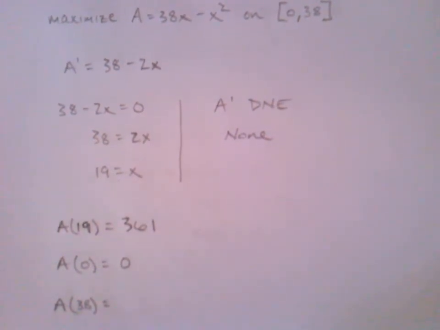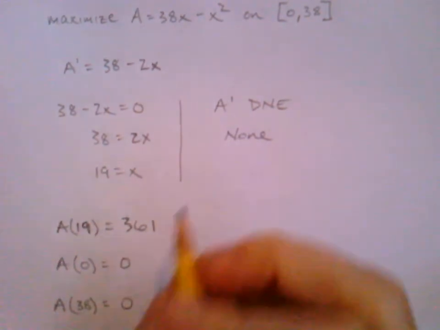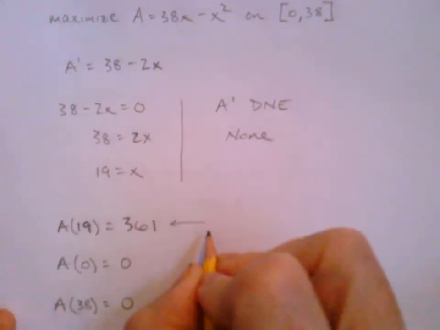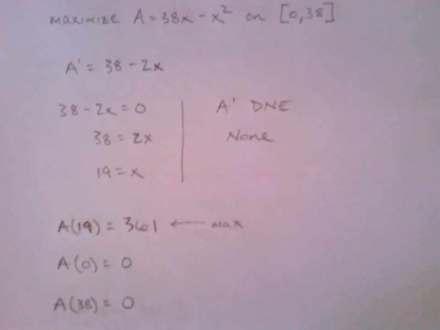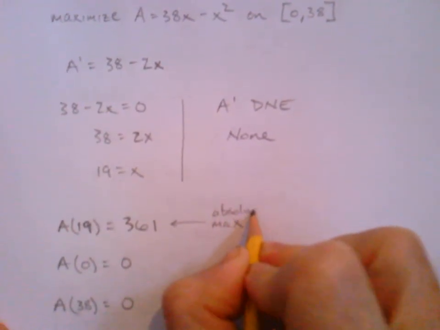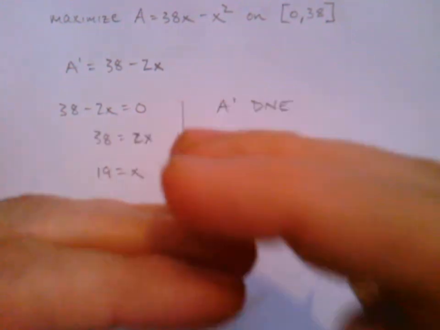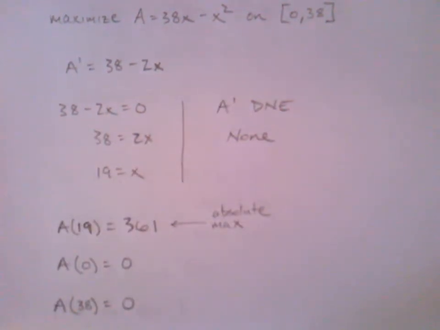And 38, plugging 38 in. Well, 38 times 38 minus 38 squared. Guess what? That's 0 as well. So we can conclude 361 is the biggest out of those. So that is the absolute max. Really doesn't surprise us that the endpoints produce 0, right? Because we were smashing the rectangle both ways. It's that middle number, that critical, that gave us this absolute max.